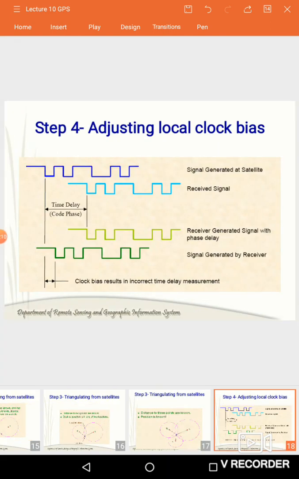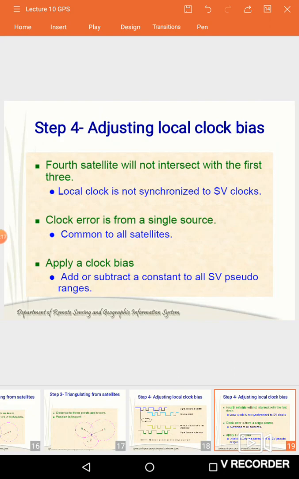In step 4 we have adjusting the local clock bias. This will help to correct the time delay when measuring by using constant pseudo ranges.